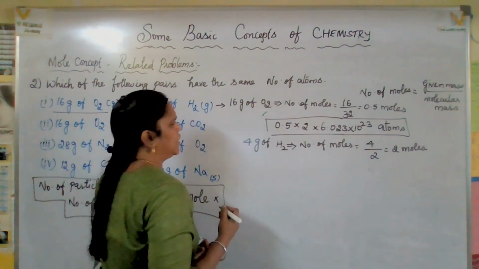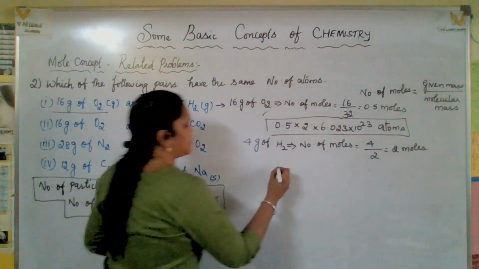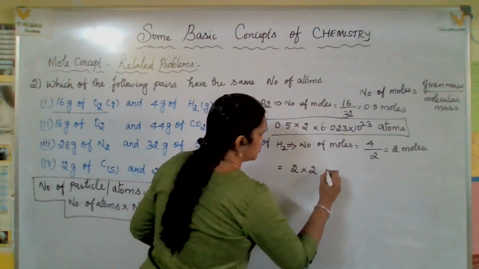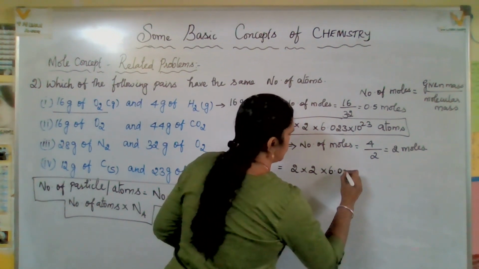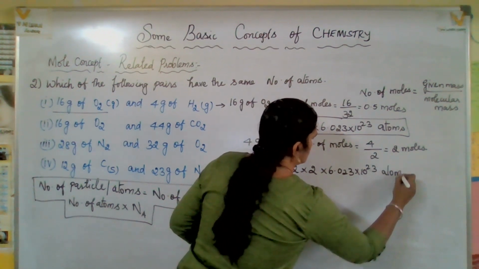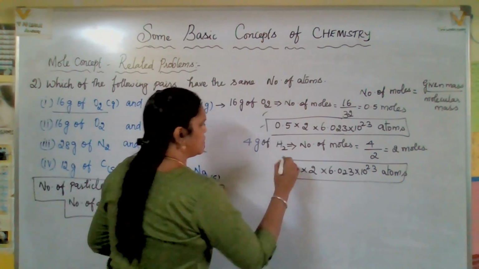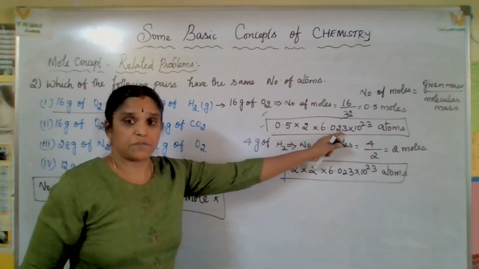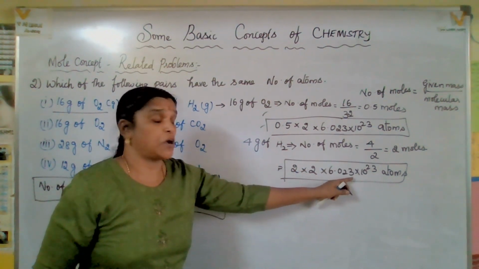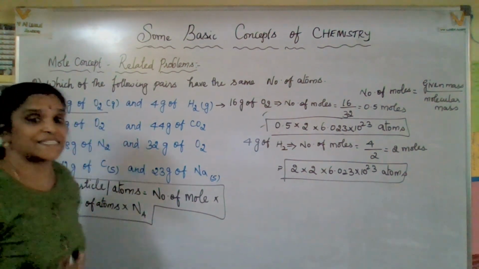Right? So what is the formula here to find out the number of atoms? Number of atoms equals number of moles, how much? 2 moles into number of atoms, that is also 2, into Avogadro number, 6.023 into 10 to the power of 23 atoms. Do you think these both are the same? This is 0.5 into 2 into 6.023 into 10 to the power of 23, whereas here it is 2 into 2 into 6.023 into 10 to the power of 23. So the first option will not be the same pair.